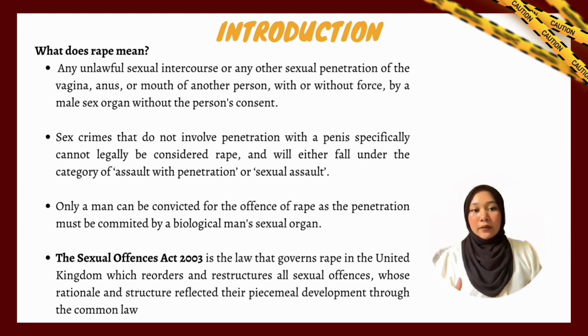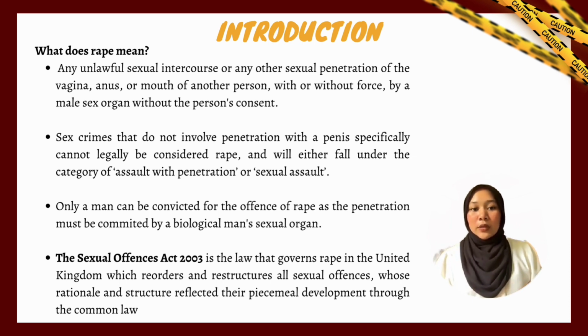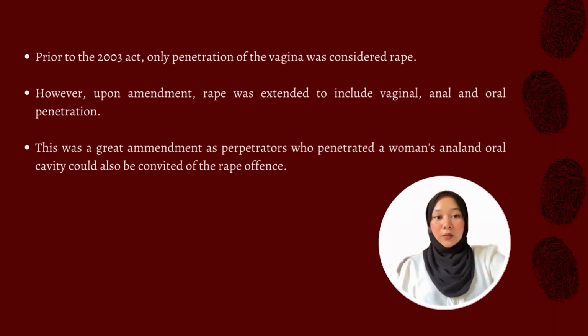Only a man can be convicted for the offence of rape as the penetration must be committed by a biological man's sexual organ. The Sexual Offences Act 2003 is a law that governs rape in the United Kingdom, which reorders and restructures all sexual offences whose rationale and structure reflected their piecemeal development through the common law. Prior to the 2003 Act, which was before the Act was amended, only penetration of the woman's sexual organ, known as a vagina, was considered as rape.